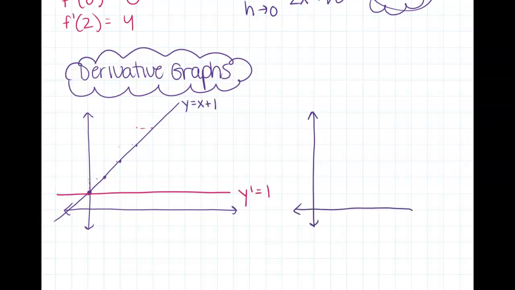Sometimes our function is just a horizontal line, like the line y equals 2. Well, if you look all the way across and find slopes here, the slope is 0. The slope is just 0. So the graph of our derivative would just be y prime equals 0.